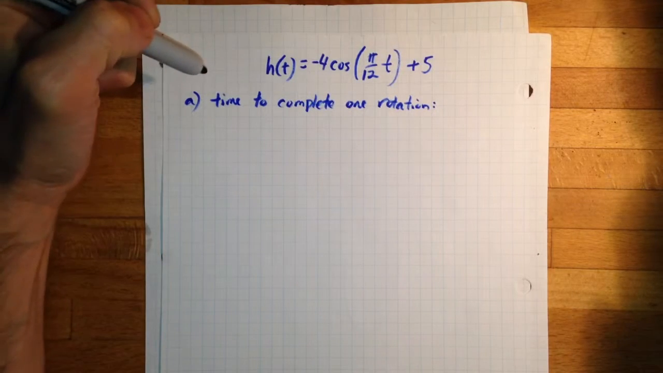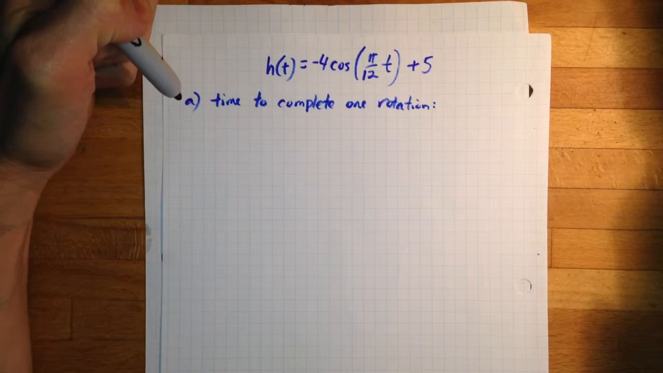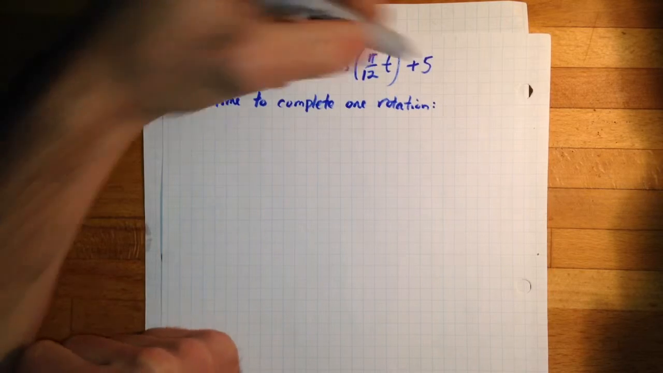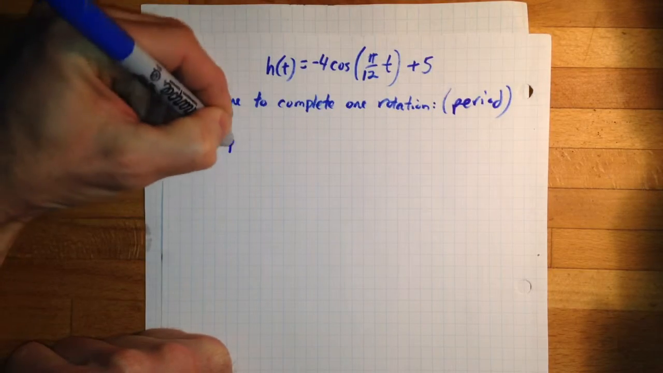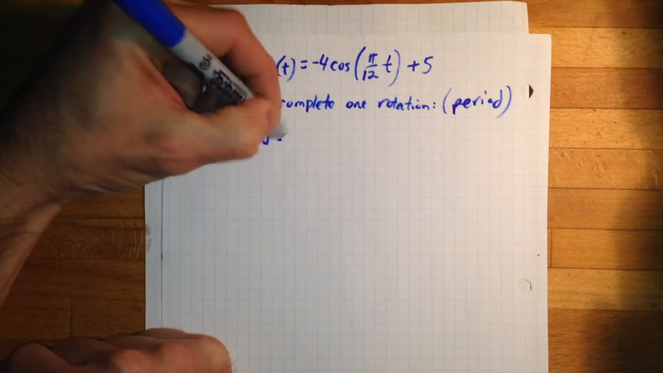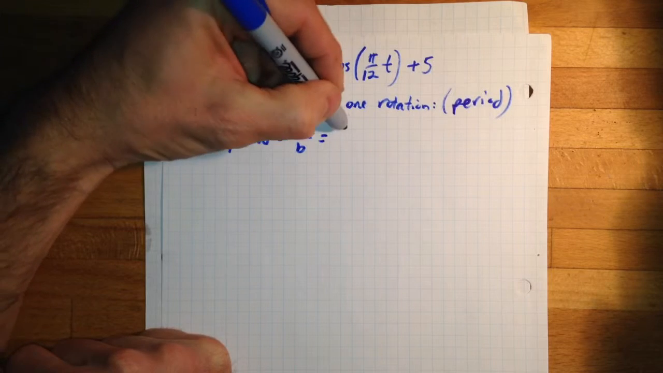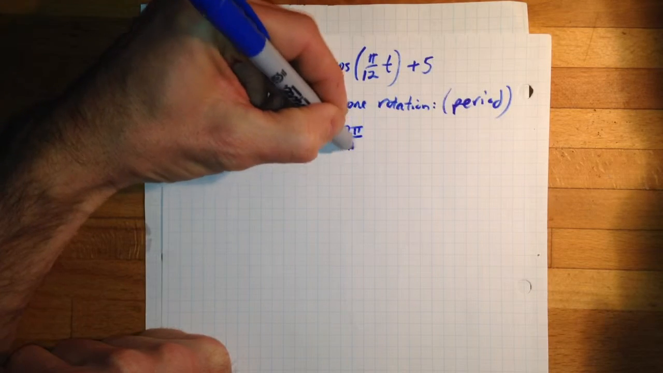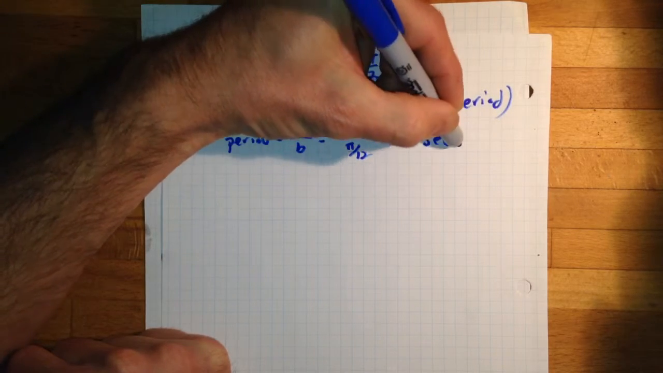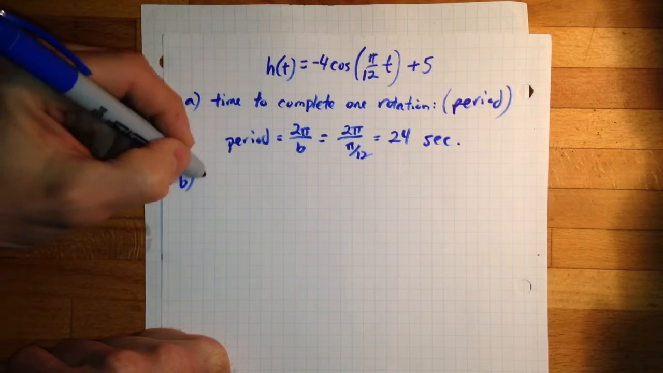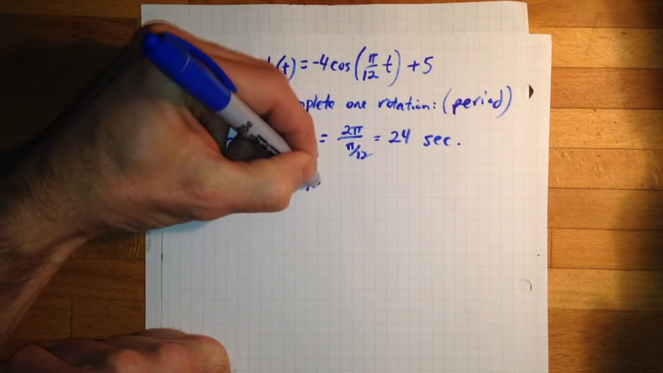Okay, so we're starting with h of t equals negative 4 cos pi over 12t plus 5. And so the time to complete one rotation is actually the period. So remember that the period is really 2 pi over b. So in this case, 2 pi over 12, or 24 seconds.